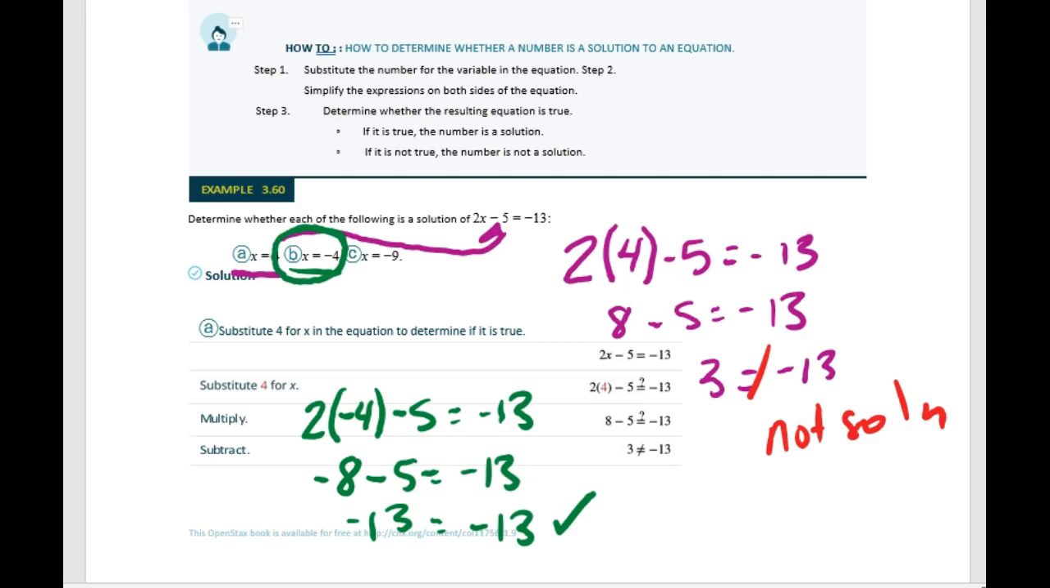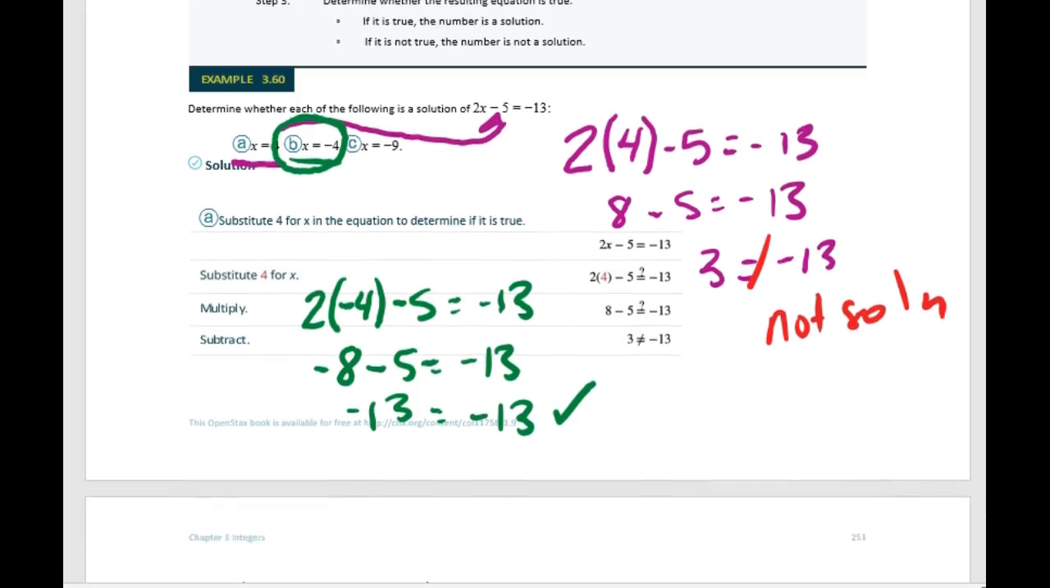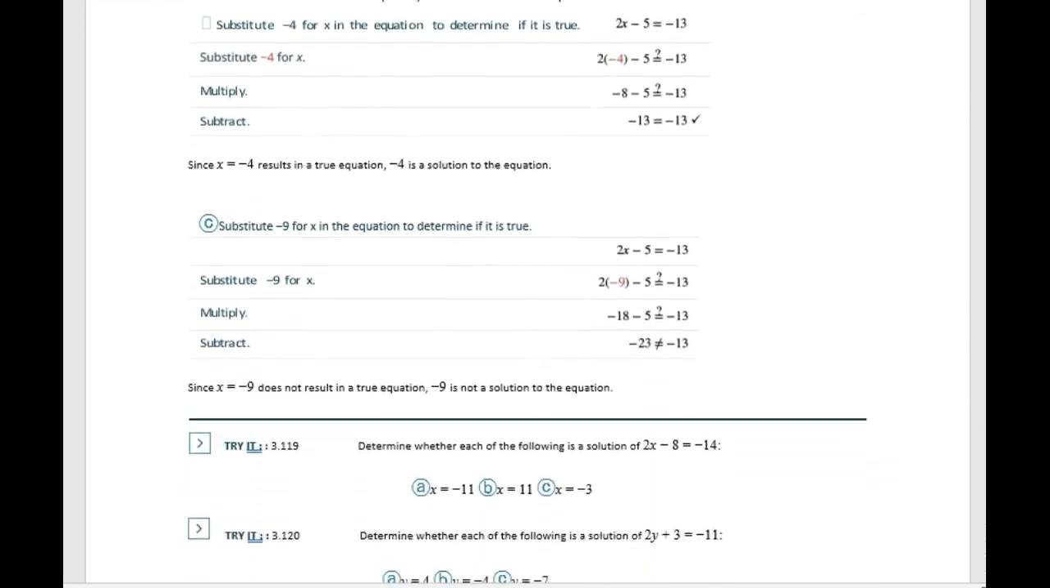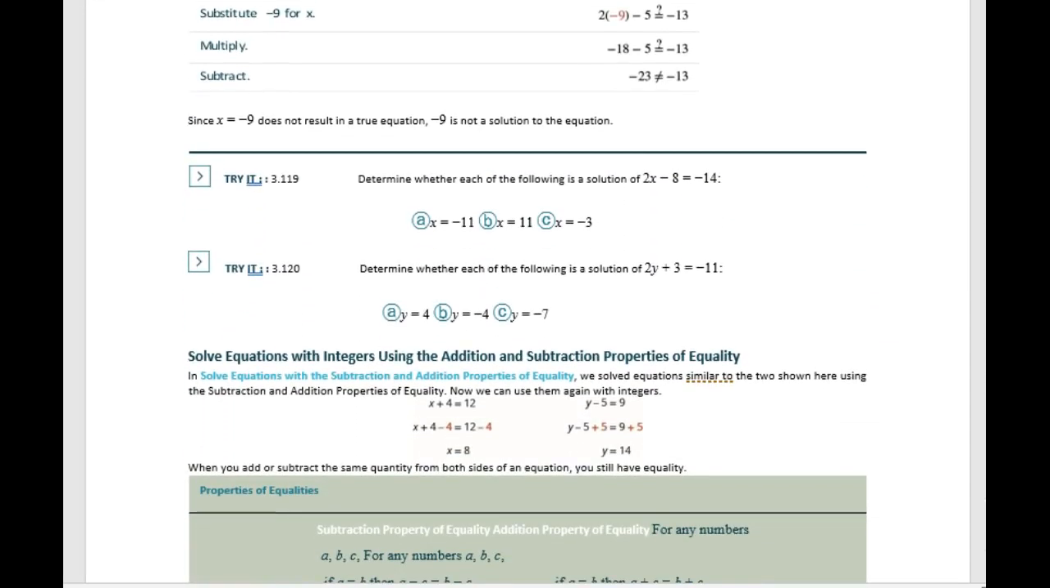If you want, you can sit down and try it with x equals negative 9 and see what you get. Sometimes we'll have more than one solution to a problem, so it is possible. Okay, so here they're just walking through it. Here are a couple for you to try on your own. See what you can come up with for these ones.